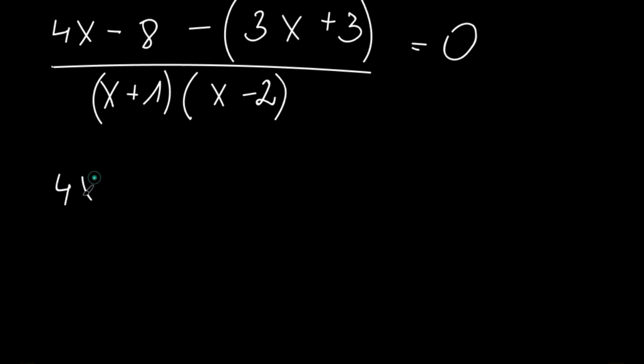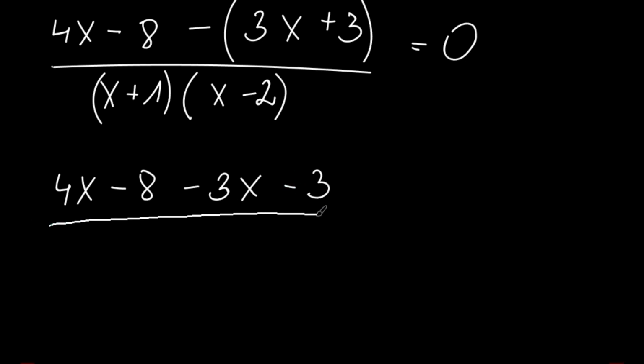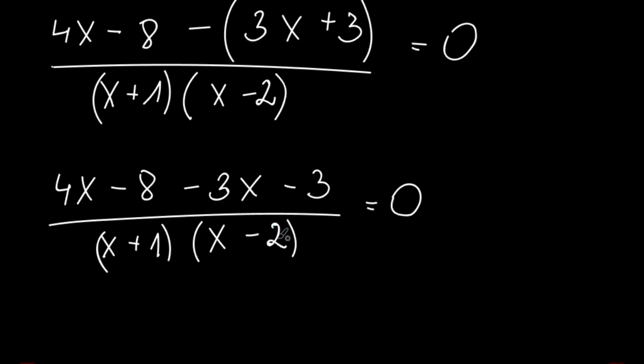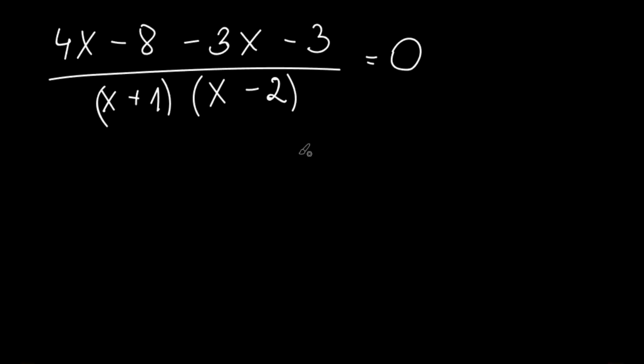Okay, so let's rewrite this: x minus 8 minus 3x, because I'm multiplying by minus 1, minus 3, because 3 multiplied by minus 1 gives us minus 3, and it is divided by x plus 1 times x minus 2, and it is equal to 0. Okay, so let's continue by grouping our products.